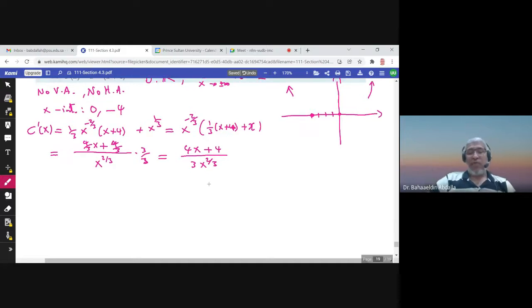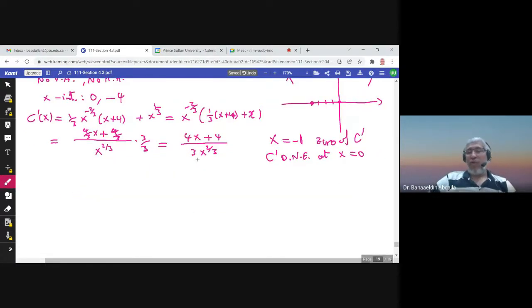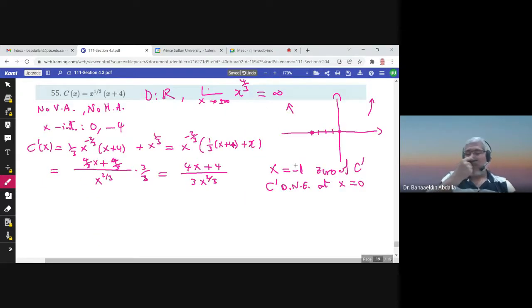C prime has a 0 when 4x plus 4 equals 0. So when x is negative 1, c prime is 0. So this is a 0 of c prime. And c prime does not exist at x equals 0. 0 belongs to the domain because the domain is all real numbers. So we have something at 0. Either we have a vertical tangent line or a cusp, maybe, because the domain is all real numbers.